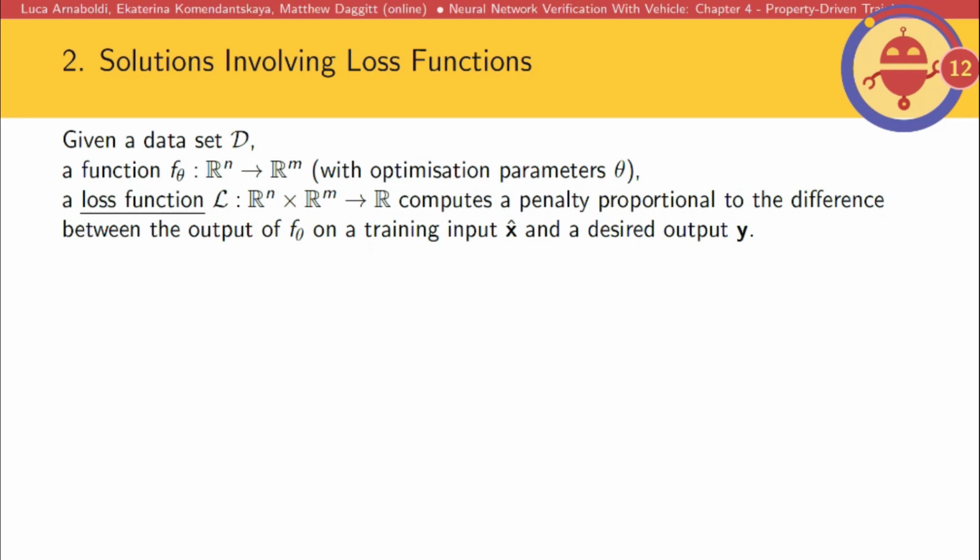And so let's have a look at the definition of the loss function. It has this type from Rn times Rm to R. What it does is compute a penalty proportional to the difference between the output of f theta on a training input x, therefore the first type is Rn, and the desired output y, therefore the second type is Rm. And the result is just one real number, which is the penalty number.